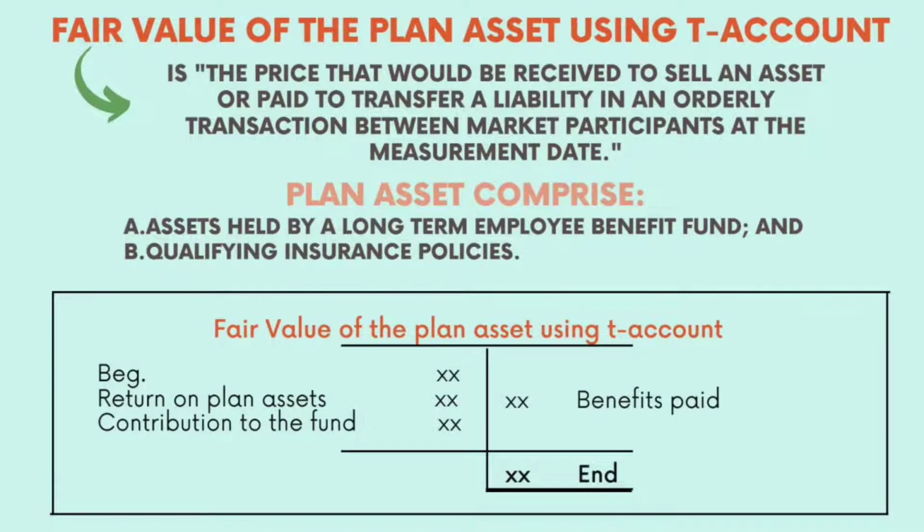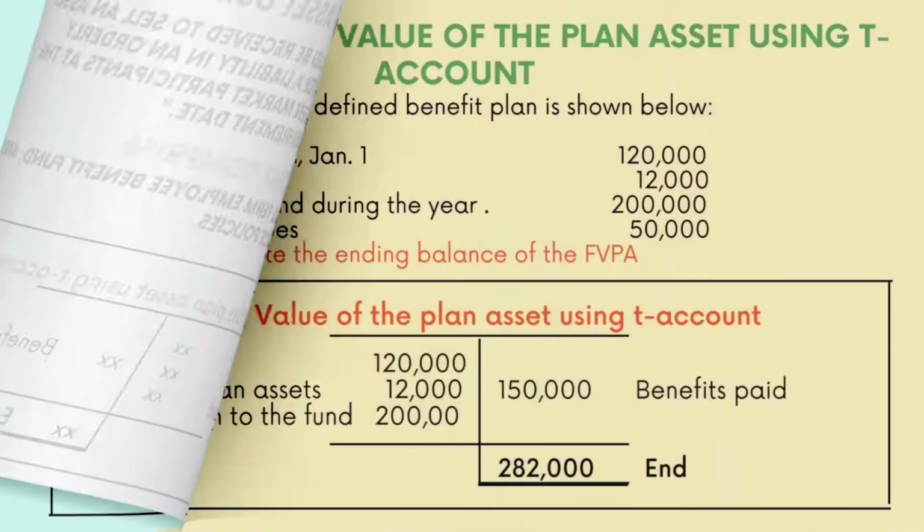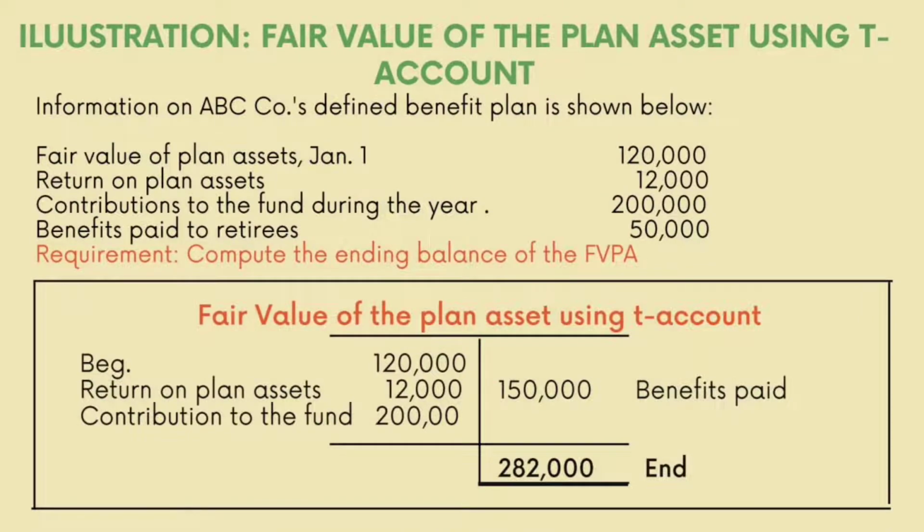For fair value of plan asset using T account, so dito nakalagay sa debit side is beginning, return on plan asset at contribution to the fund, at sa credit side naman yung benefits paid. So here's the illustration for fair value of plan asset using T account. Fair value of assets January 1, 120,000, return on plan assets 12,000, contributions to the fund during the year 200,000, benefits paid to retirees 50,000. So yung hinahanap dito ay yung ending balance of the fair value of plan assets.